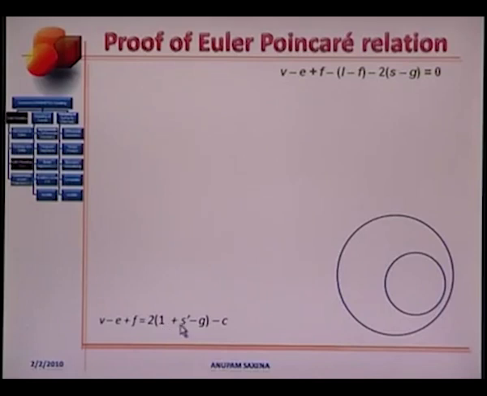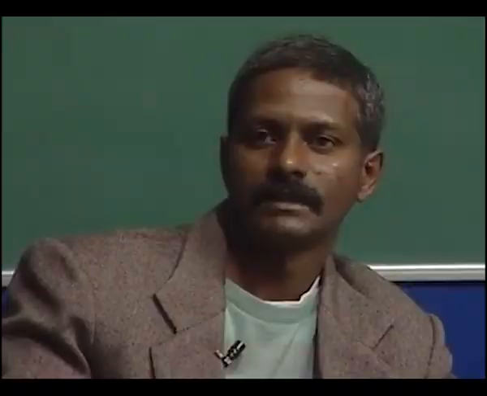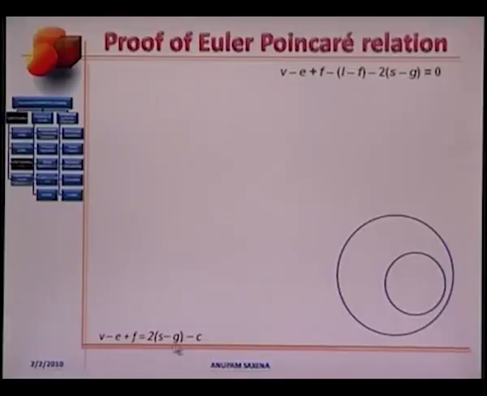I can combine 1 plus S prime together and write it as S, suggesting that S would be the total number of shells. If I compare this relation with the Euler-Poincare formula, I have the number of vertices, the number of edges, the number of faces, the number of shells, and the number of handles in place. All I need to worry about is to introduce this term here in the Euler-Poincare relation.